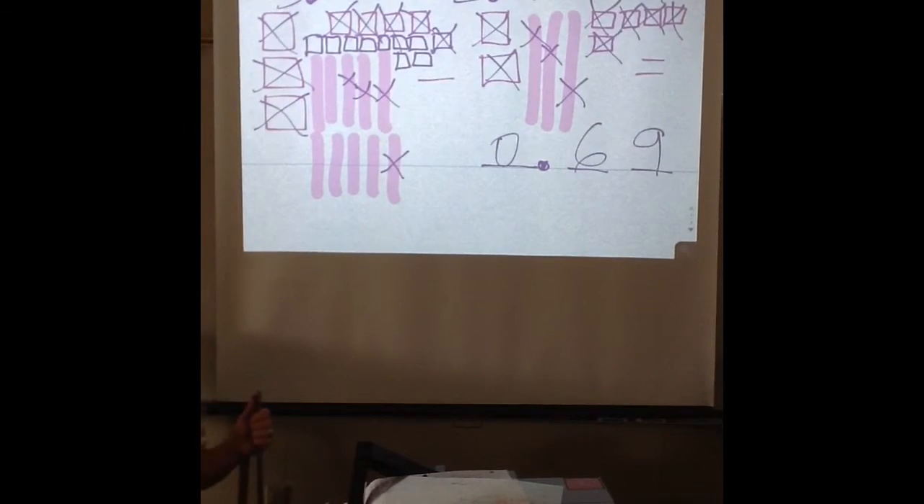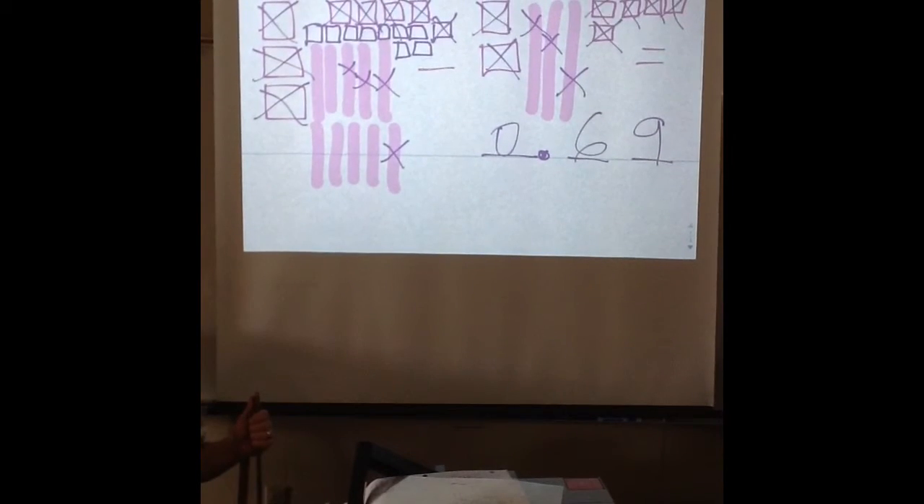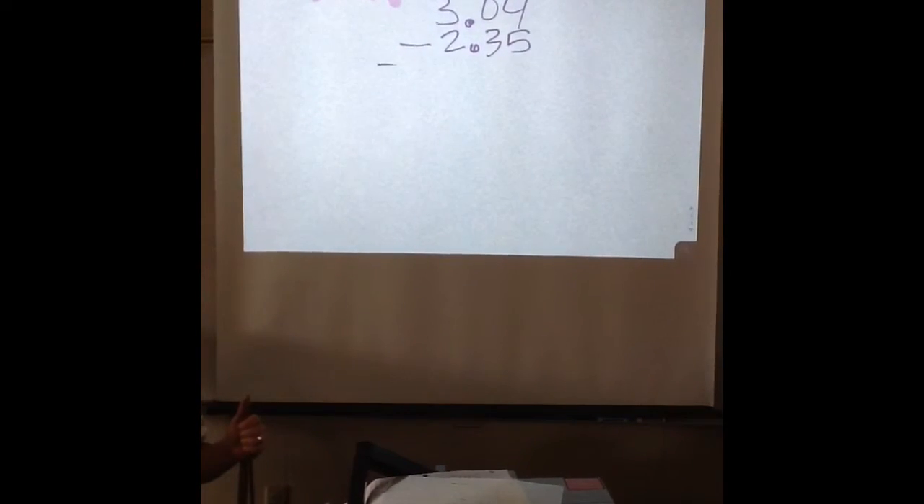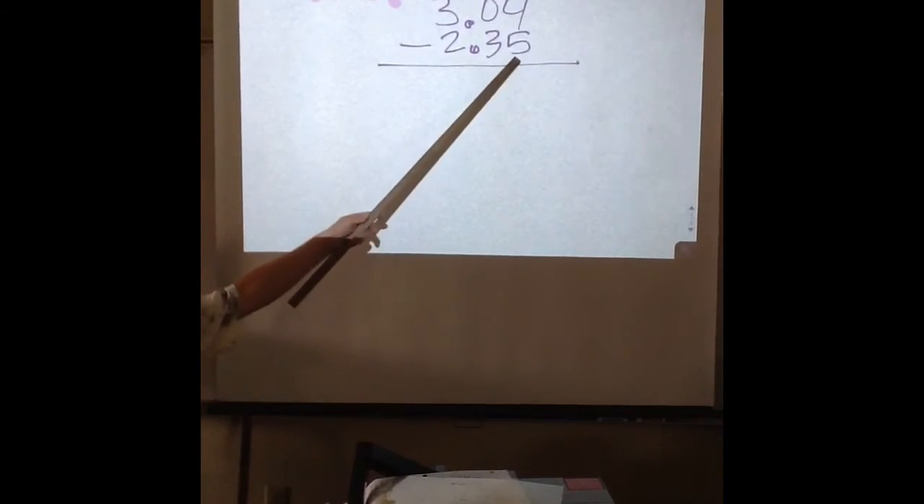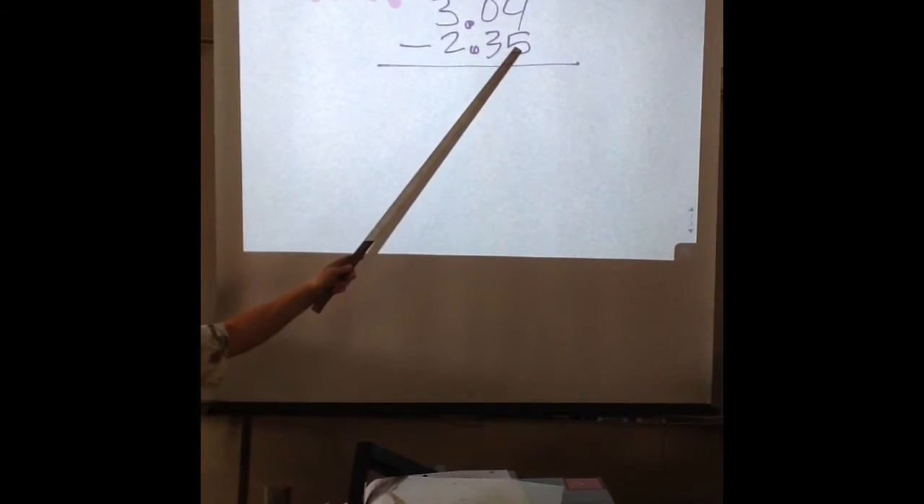Now, if you wanted to do that in a, let's say, a vertical, we could put 3.04 minus 2.35. I'm going to push this up so we can see it better. Can we all see that? Yes. So, what do we do? Well, we have to start over here on the right. If I held up 4 fingers, can I take 5 away from them? No. So I have to what?